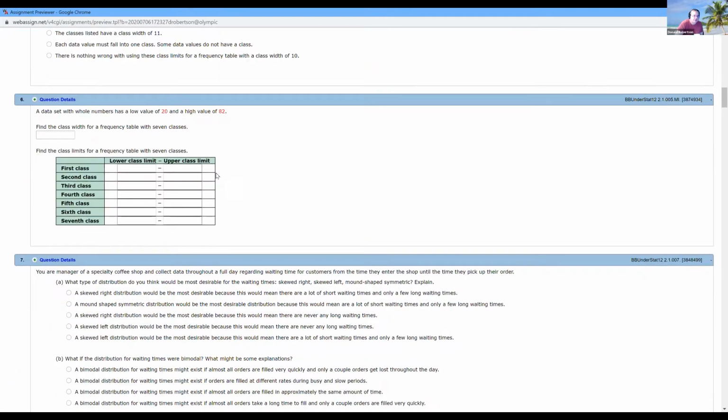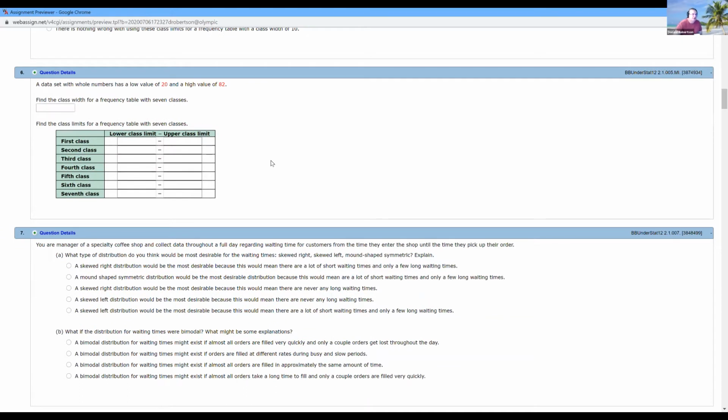Okay, this is a kind of numerical one. A data set of whole numbers has a low value of 20 and a high value of 82. Find the class width, which is the bin size, for the frequency table with 7 classes. There's our classic one. I'm just going to verbalize this. If you take 82 and subtract 20 from it, what do you get? 62?